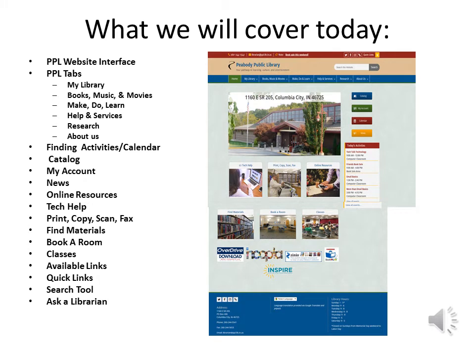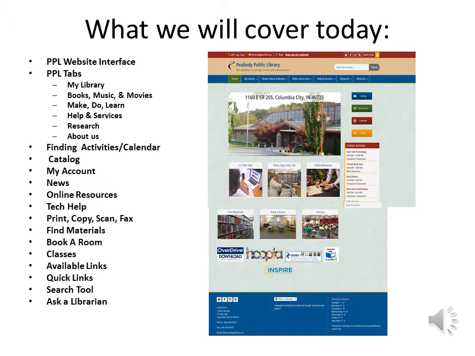So I want to talk to you about what we're going to be covering today. We may not be covering them exactly in this order, but I am going to try to keep it as close to this order as possible. But these are some of the things that we're going to cover. We're going to cover our Peabody Public Library website interface. The interface would be that first screen you see when you get on our website, so you have a better understanding of how it kind of flows and works.